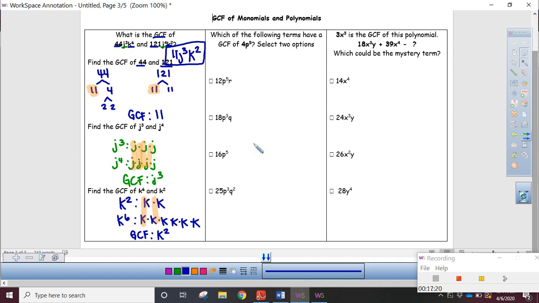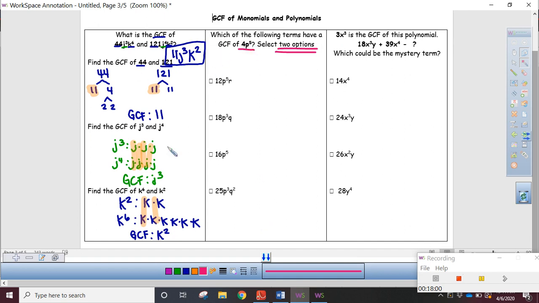Your next example says, which of the following terms have a GCF of 4p to the 5th? What we want to see is we're going to be selecting two options here. This is very similar to an example that you're going to see in your assignment, and so I wanted to keep it very similar to that. You have two options here. So which of the following terms have a GCF of 4p to the 5th?